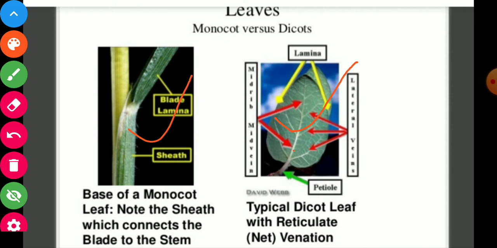And also the sheath, which connects the blade to the stem. See here, this is called the sheath. You can see this in wheat, maize or paddy. This type of leaf base you will find there. But in dicot, this sheath is absent. So if the sheath is present, you can say that the plant is monocot. So you can differentiate between a monocot plant and a dicot plant.